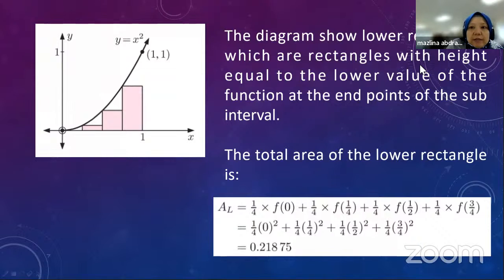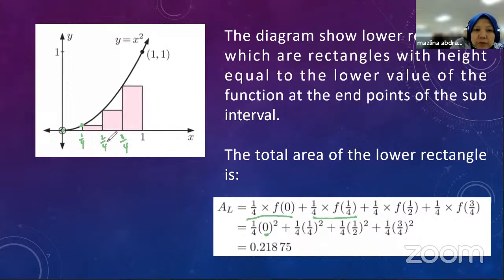If you see here, nampak tak ni ayat? 1/4 times f of 0 sebab kita ambil dekat lower rectangle. Untuk the first one here, this is 0. The second one here is 1/4, 2/4, 3/4. So the second rectangle here is 1/4 times f of 1/4, sebab kita ambil lower parts of the rectangle yang dia touch our function. So sebab tu untuk the second one is 1/4.